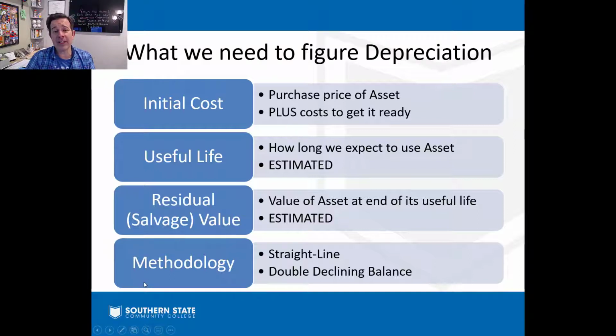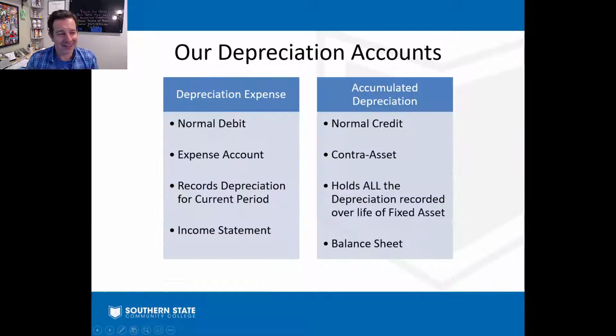And then finally, we need to know methodology. We've got to have a rational and systematic way of calculating the depreciation. Straight line and double declining balance are the two methodologies that we're going to learn here in Accounting 1101. There are others. If you want to know about those, you need to take intermediate accounting and become an accounting major. If that's not a good advertisement for becoming an accounting major, I don't know what is.